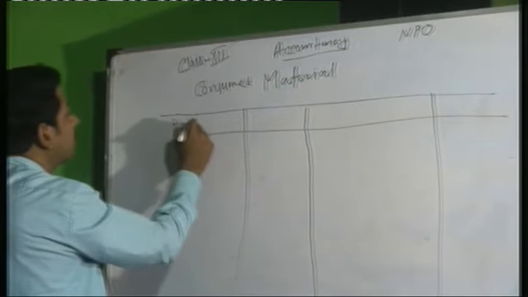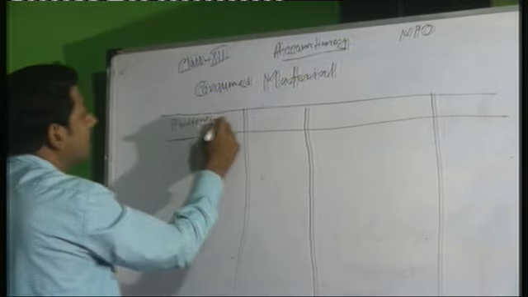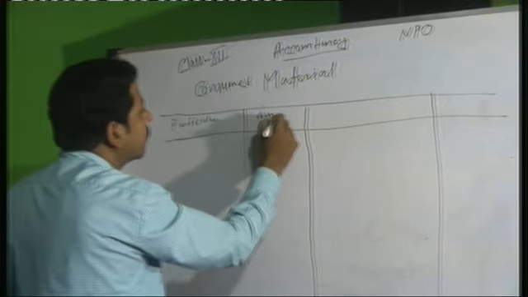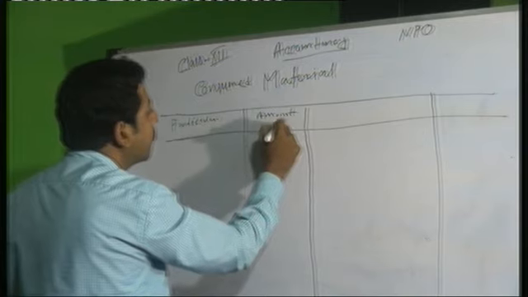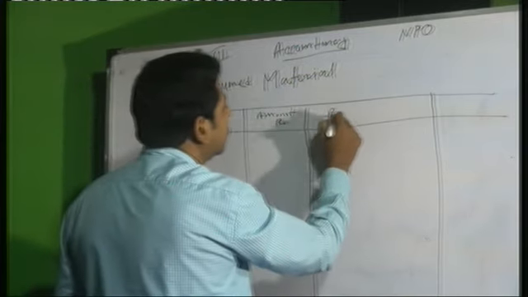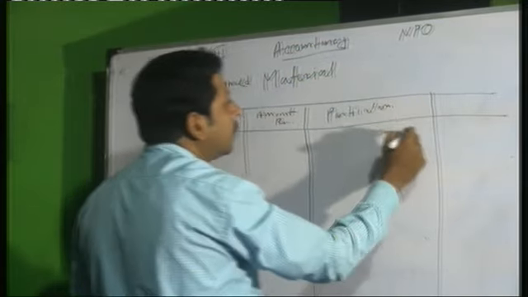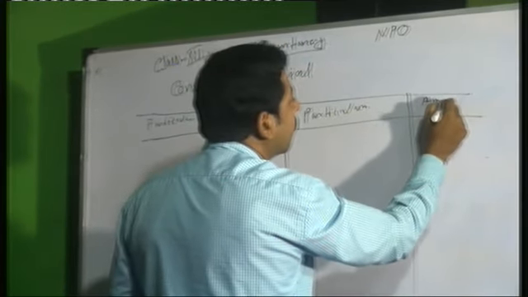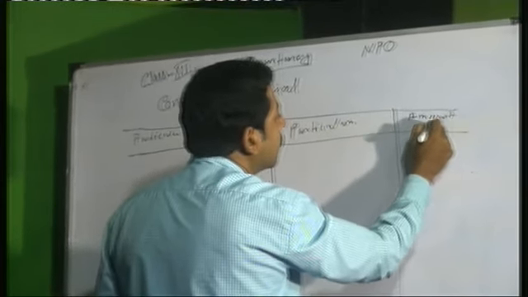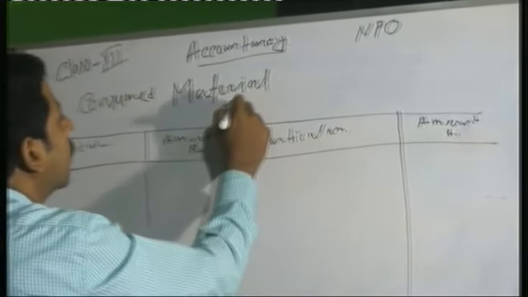This is particulars. This is amount, rupees. This is also particulars. This is also amount, rupees. This is a stock account.